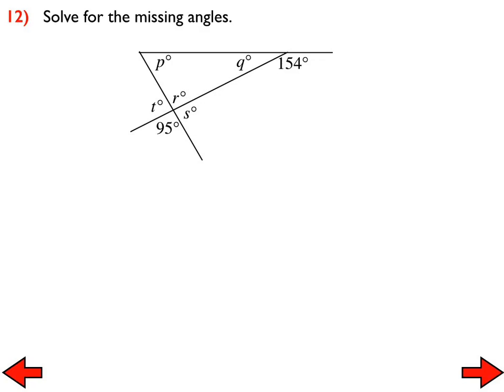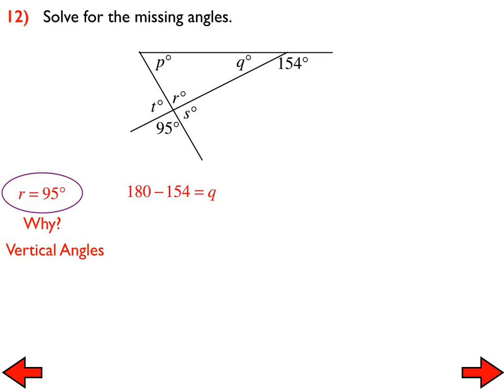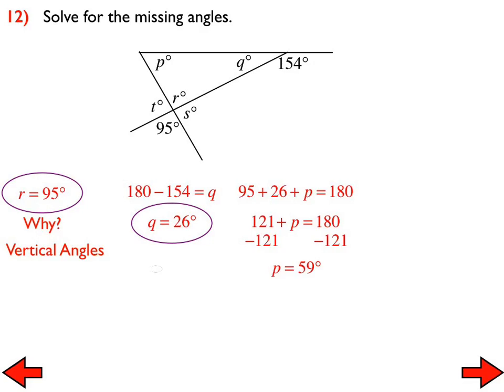All right, number 12. Here I can see we can utilize vertical angles and supplementary angles and then the triangle sum theorem. Lots of places that you could start. I'm going to start with the fact that angle R is 95 because it's vertical to the 95 degree angle. From there, I will go with the idea that angle Q and the 154 degree angle are supplementary, so that means angle Q's 26. Now I can use the triangle sum theorem if I want to, because I have angle R and Q, and that means with angle P they have to make 180, so that means angle P is 59 degrees.